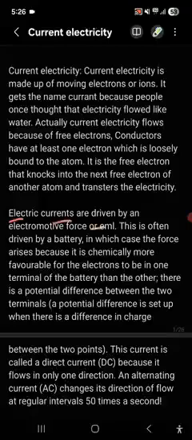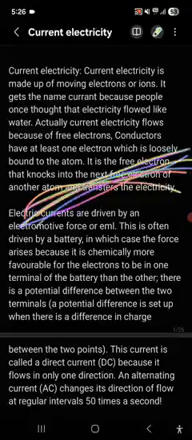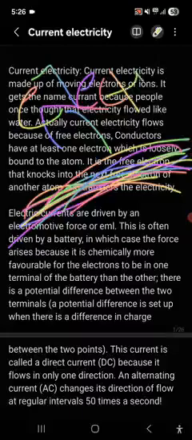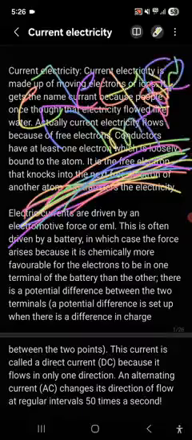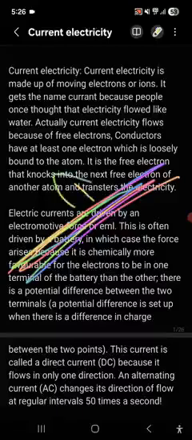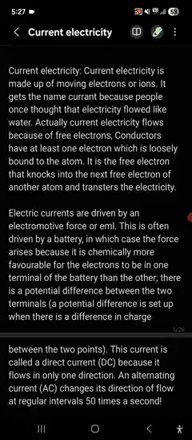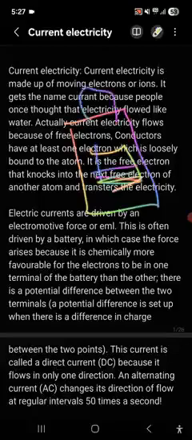Electric currents are driven by an electromotive force, or EMF. It is mostly driven by batteries. You know how batteries are.